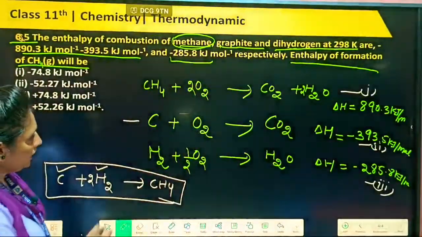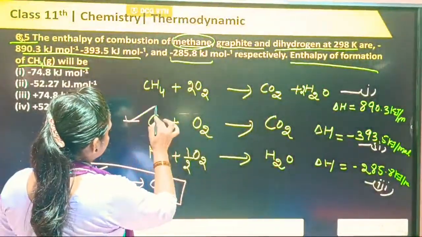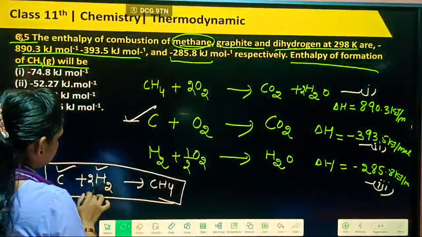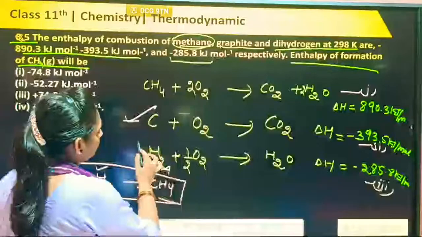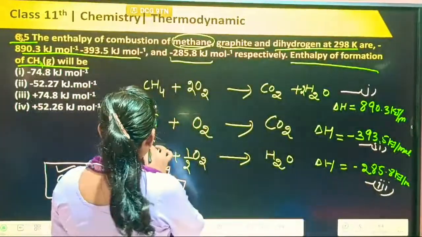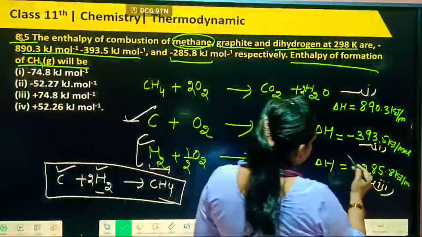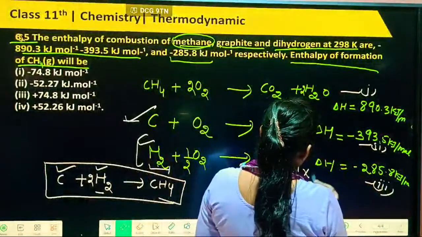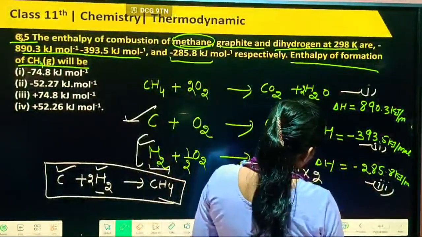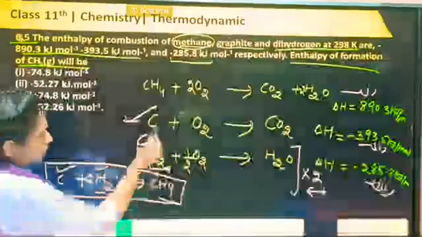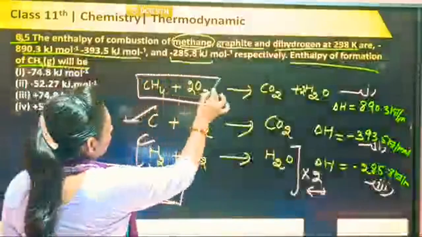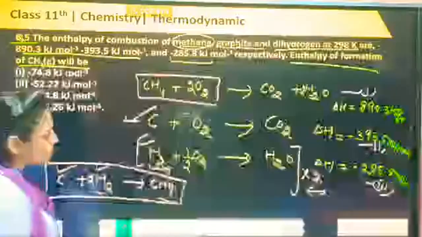Then here in the second you have carbon and in the third you have hydrogen. But here you are having only 1 molecule, so you will multiply by 2. And students, you do not need this, so you can subtract this one. So how can you get your answer?